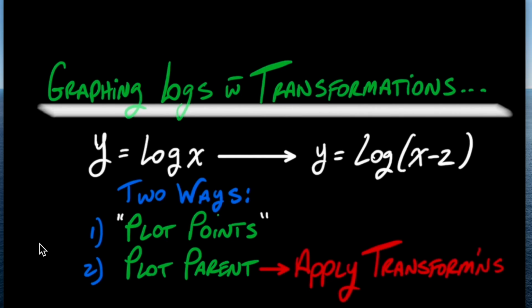Okay, let's now move on to graphing logarithmic functions with transformations. So here we have the parent function, y equals log of x, and now we are applying a transformation. As you can see, there's now a constant within the parentheses of the argument. There are 2 ways to do this. You can plot points, which is the method I prefer, or you can plot the parent function and apply transformations. I'm going to show you both methods just in case your teacher requires you to learn how to use this second method. But again, my preference is to plot points.